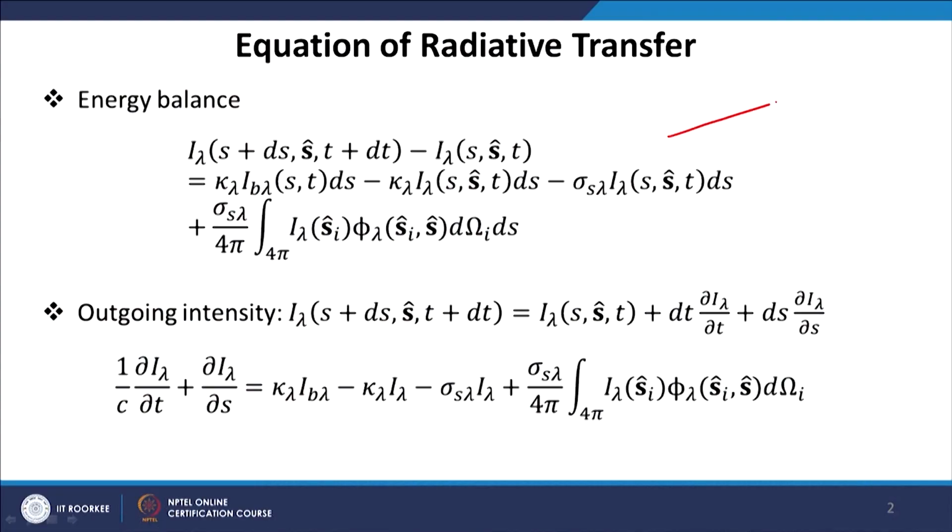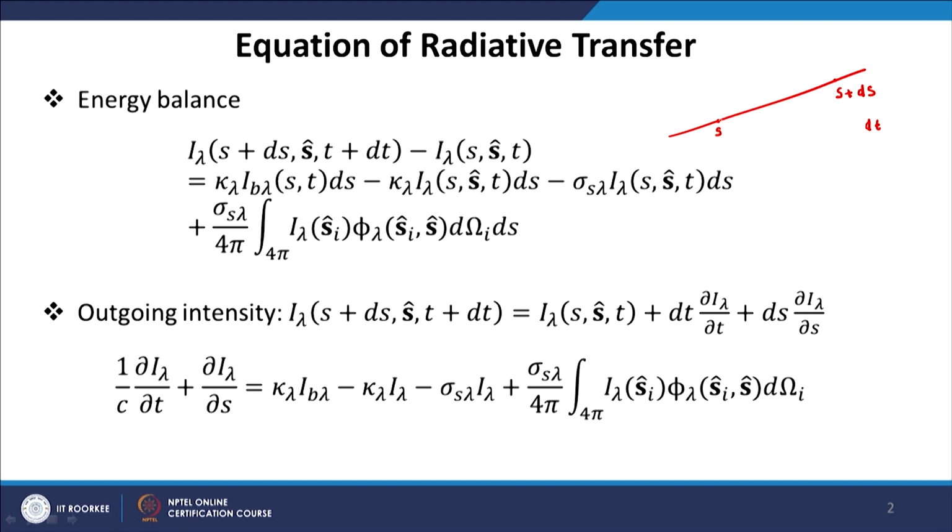So we have a ray of photons, and this location is, let us say, S and this location is S plus ds. The time taken by the photon to reach from S to S plus ds is dt. This is the time required, although this time is going to be very small because the speed of radiation travel is the speed of light.